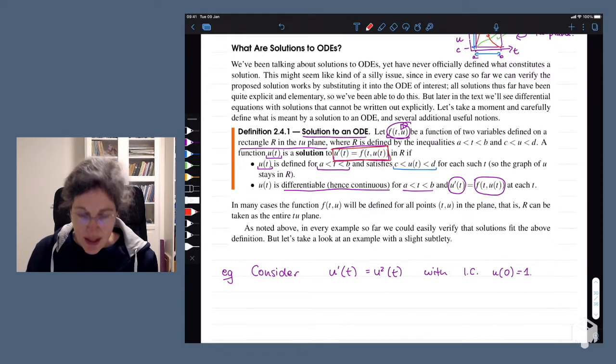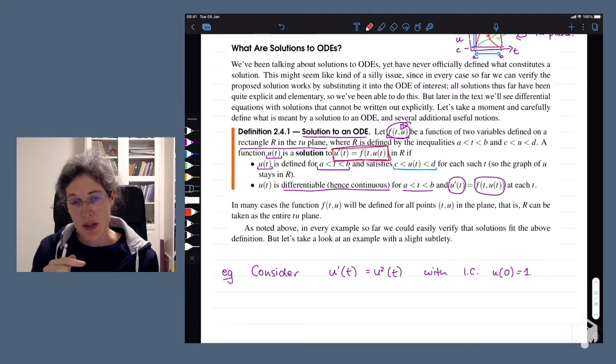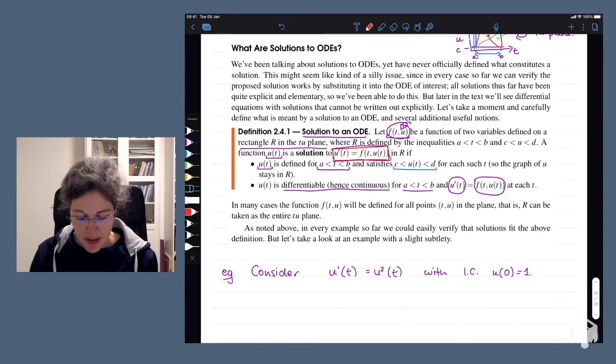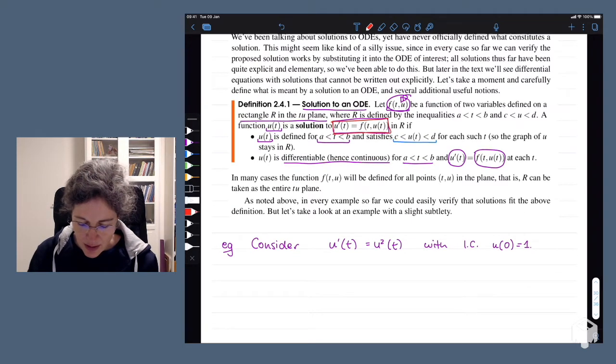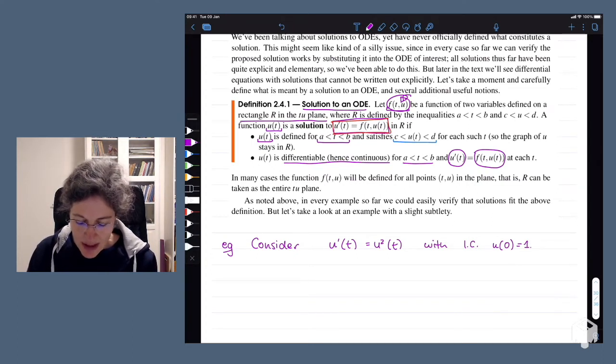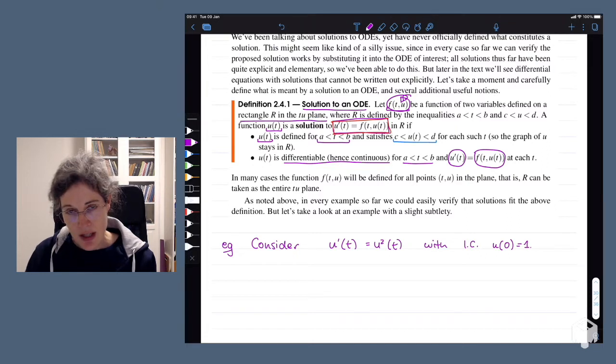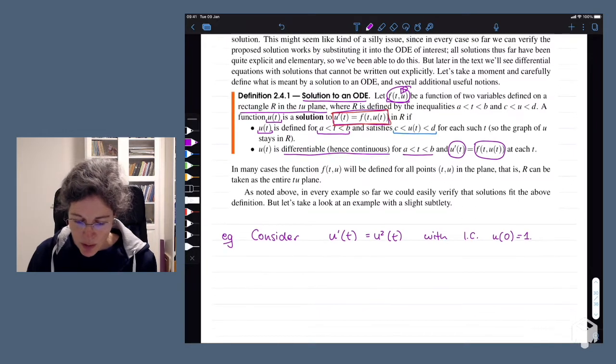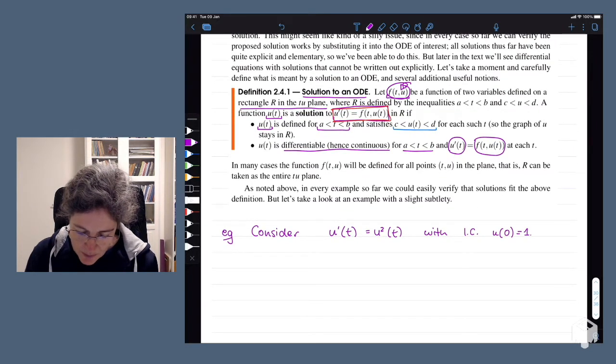So we've seen, and if you go back and check all the solutions that we've found and think about what our bounding box, our big R, would be, everything's been fine. But let's have a look at an example which has a little bit of subtlety, even though it looks like an innocent little differential equation. Okay, so we're looking at du by dt is equal to u squared, and we're going to look for the solution which has the initial condition when t is equal to 0, u is equal to 1. Okay, well, let's see what we can do. So let's start by solving this differential equation.